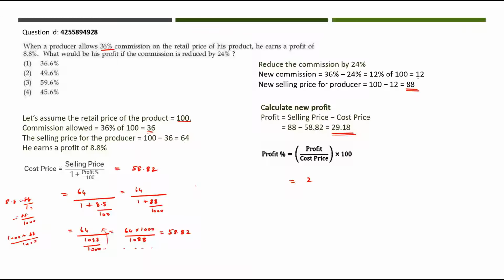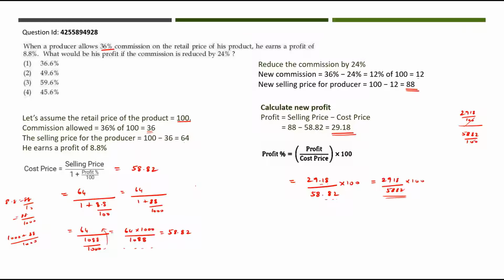The profit is 29.18 and the cost price is 58.82 into 100. This is also having 2 decimal points. This can be written as 2918 divided by 100 and this value can be written as 5882 divided by 100. So this 100 and this 100 will go. So overall you will have 2918 divided by 5882 into 100 here.